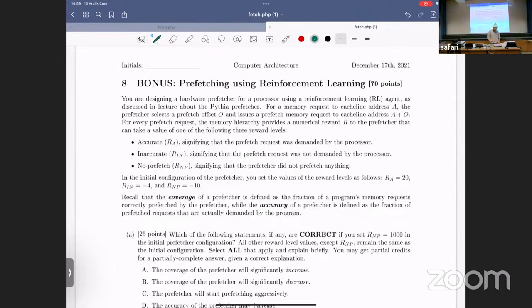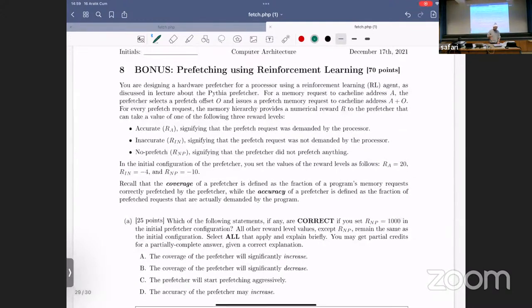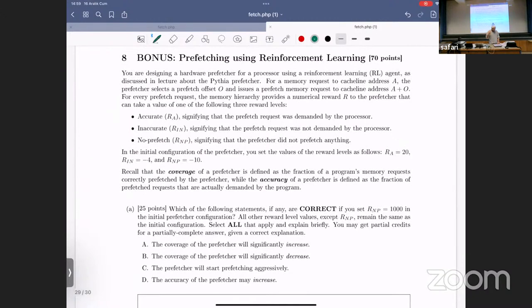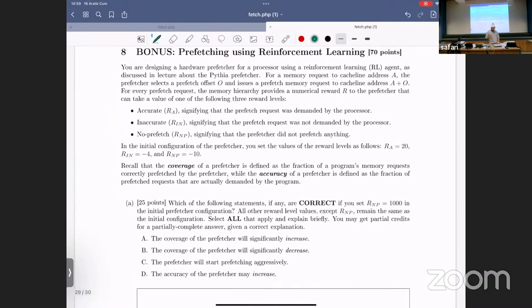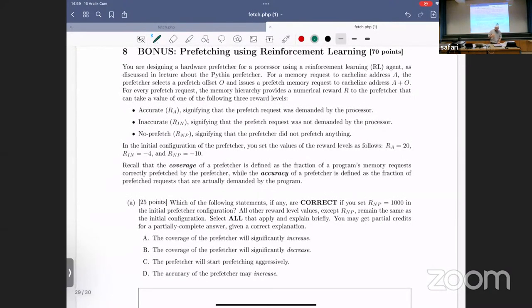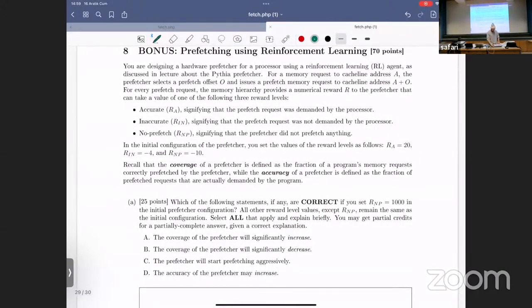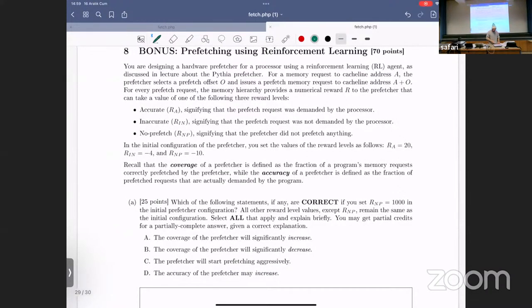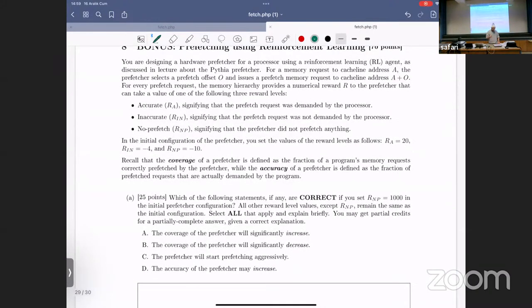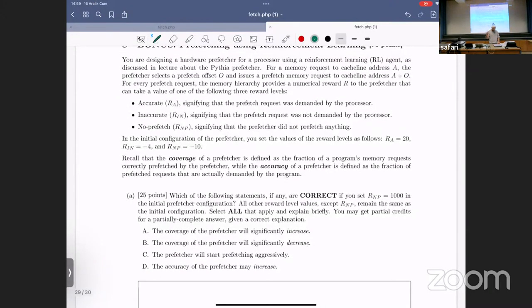For every prefetch request, the memory hierarchy provides a numerical reward R to the prefetcher that can take a value of the following three reward levels. Accurate, signifying that the prefetch request was indeed demanded by the processor. Inaccurate, signifying that the prefetch request was not demanded by the processor. No prefetch, signifying that the prefetcher did not prefetch anything. In the initial configuration of the prefetcher, you set the values of the reward levels as follows: R_AC equals 20, R_IN equals minus 4, R_NP equals minus 10.